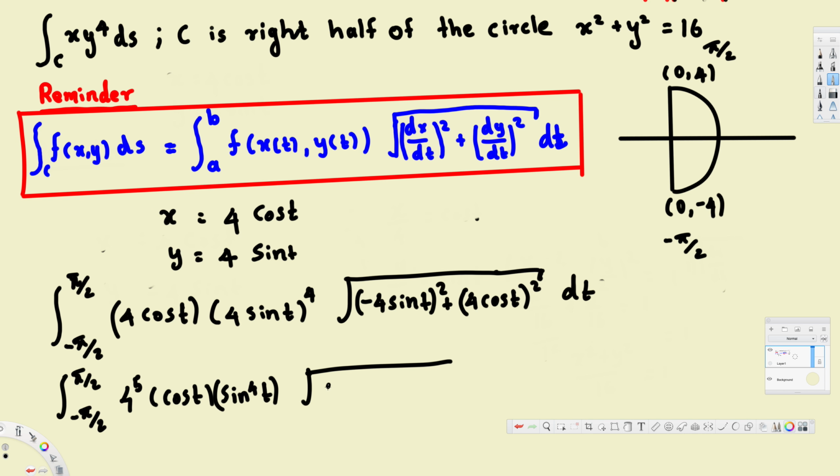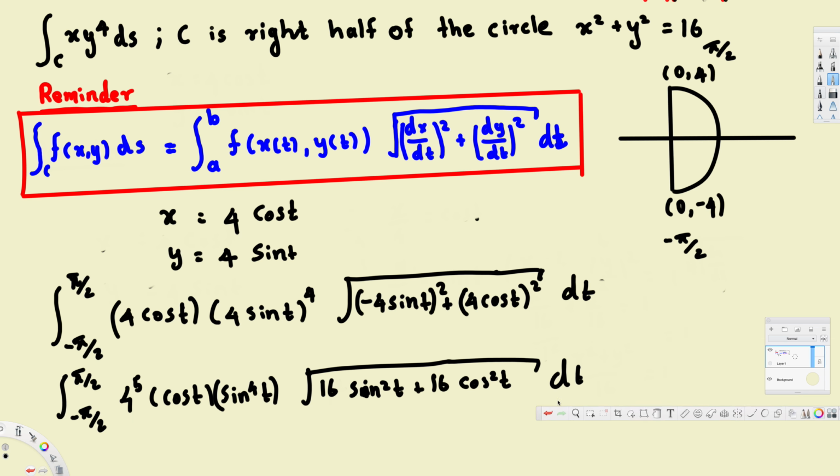Okay, 4 square, and also we can write it as 16, because negative 4 square is just 16. It's better to write it that way. 16, and here we are going to have sine square t plus, again here we are going to have 16, and that's going to be cos square t, and on the outside we are going to have dt.